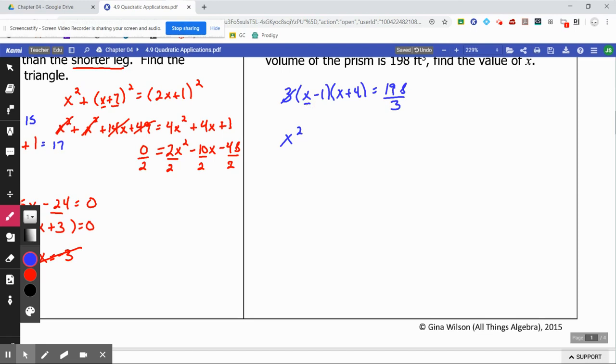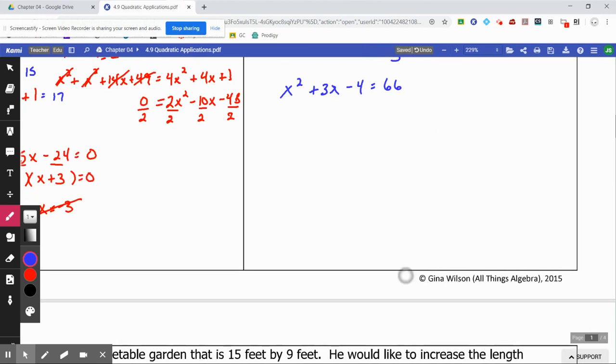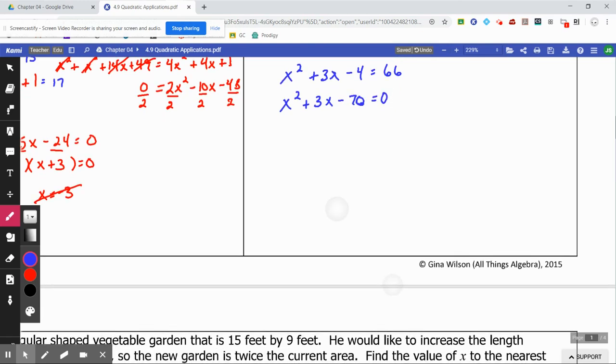X squared is x times x. Let's go ahead and multiply the 4 times x and the negative 1 times x and combine them. That gives you 4x minus 1x, which is 3x. And the negative 1 times 4 is a negative 4, is equal to 66 whenever you divide it out. Move everything to the same side. X squared plus 3x minus 70 is equal to 0. This is factorable. That's very nice of them so far.